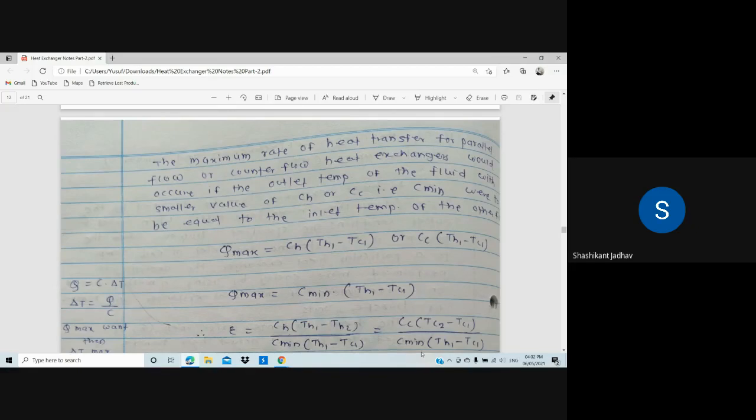Okay, so write down the equation for the effectiveness. So therefore effectiveness is equal to Q upon Q max. Q चे इक्वेशन आपण ऑलरेडी लिहिलेलं आहे. Q is equal to काय असते, CH into bracket TH1 minus TH2 किंवा CC into bracket TC2 minus TC1 डिवायडेड बाय Q max चे इक्वेशन आहे आपल्याकडे, आपण डिराइव्ह केलेलं आहे C minimum into bracket TH1 minus TC1. So all of you write down effectiveness.